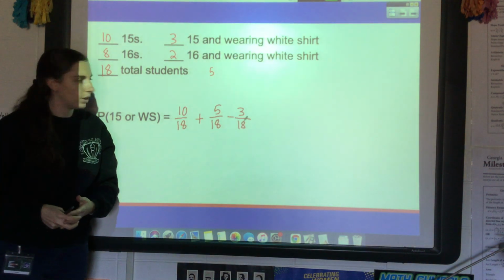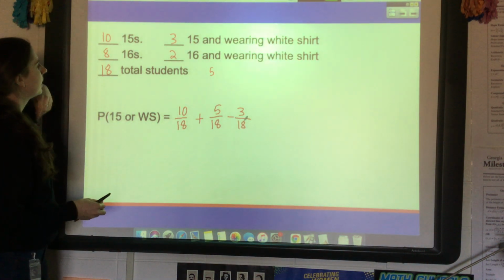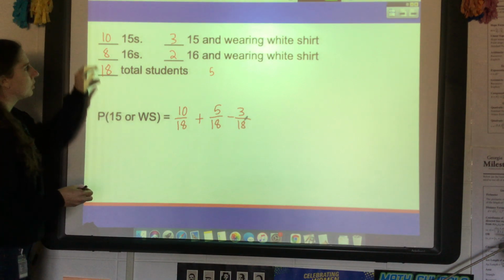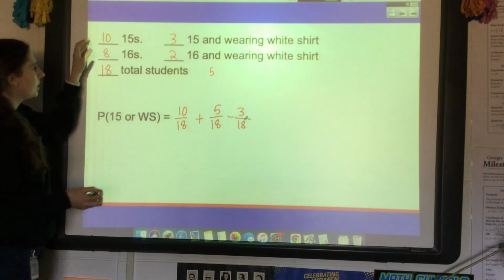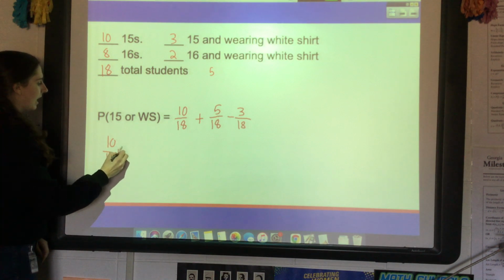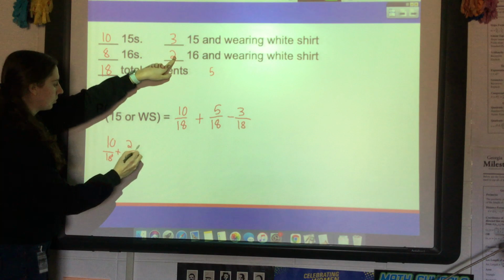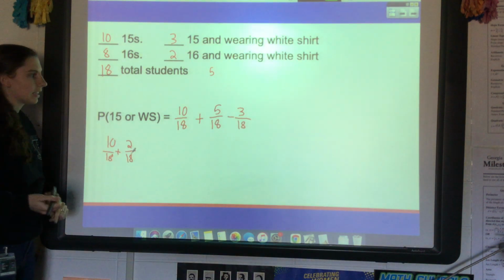Obviously, there are other ways you could do this. You could count up just the 15-year-olds who aren't wearing a white shirt, plus the ones who are. Basically, you could count up the 10 15-year-olds and then the 16-year-olds who are wearing a white shirt, so plus an additional 2 out of 18. And either of these would give you the same thing.